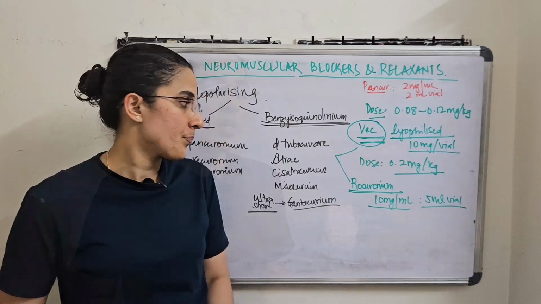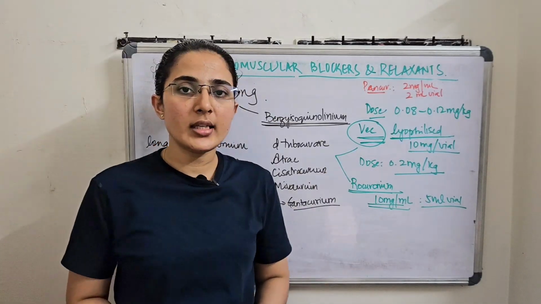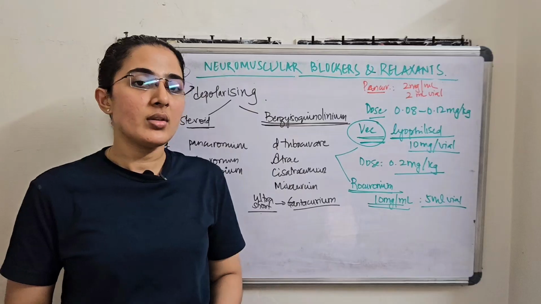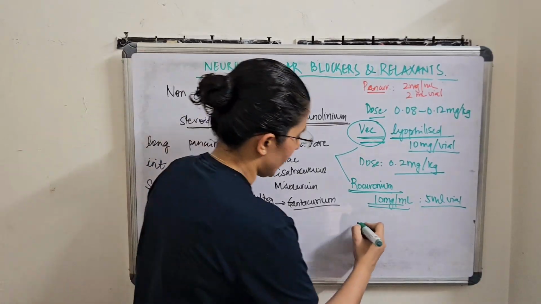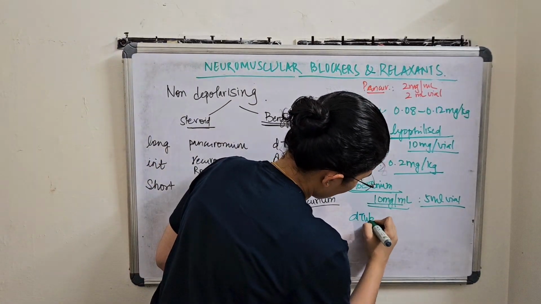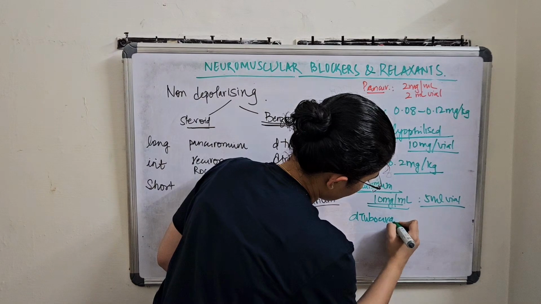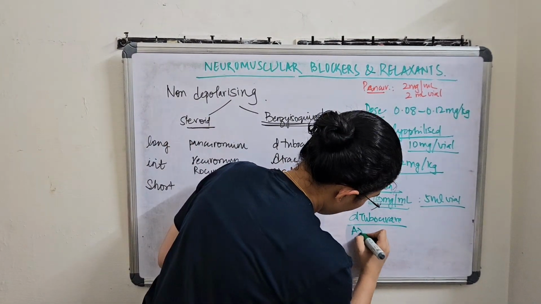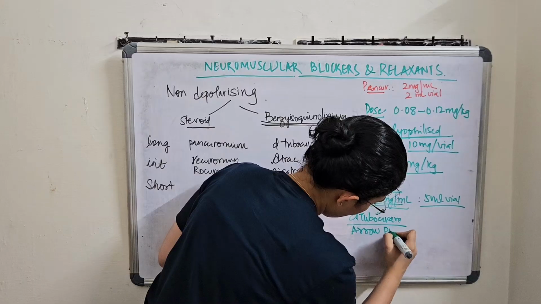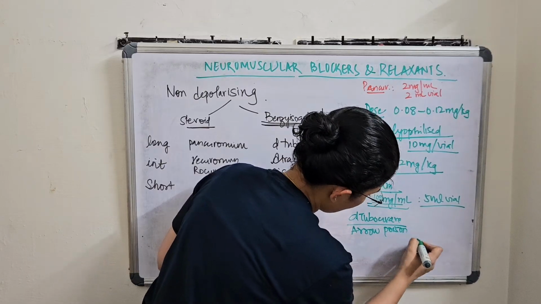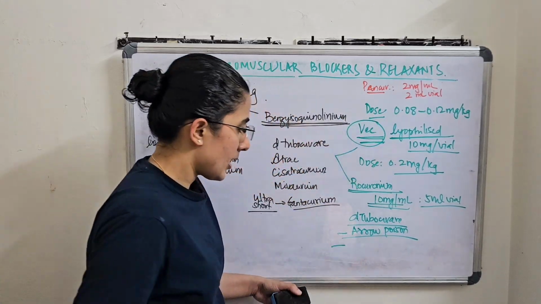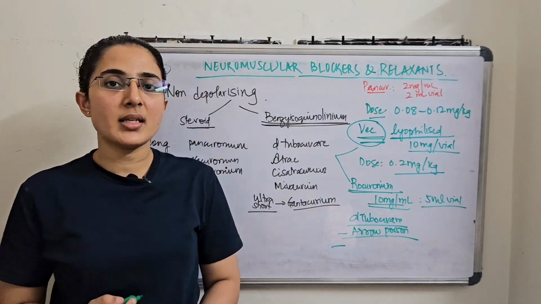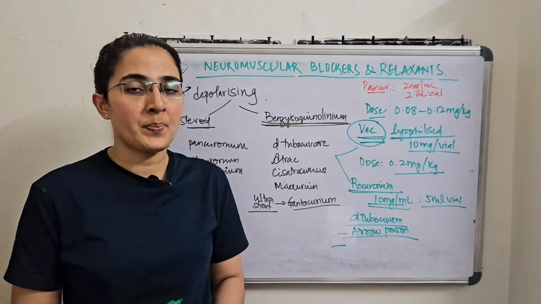So among the benzylisoquinolines, we have the older one which used to be used in those days, which is D-tubocurarine. D-tubocurarine was basically used as an arrow poison. It is a long-acting benzylisoquinoline compound, right?